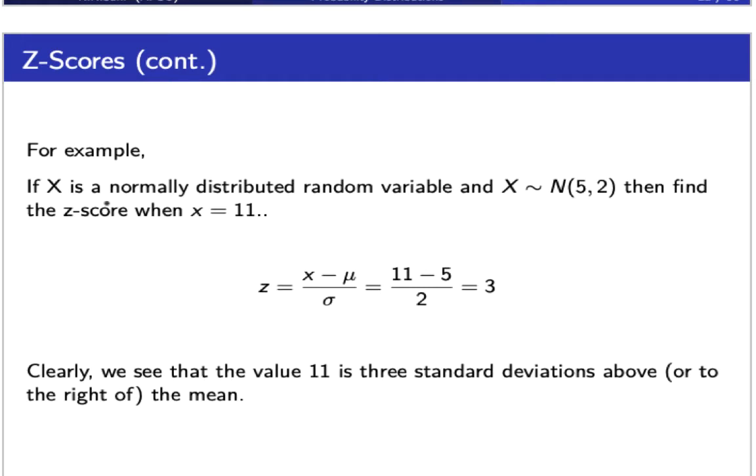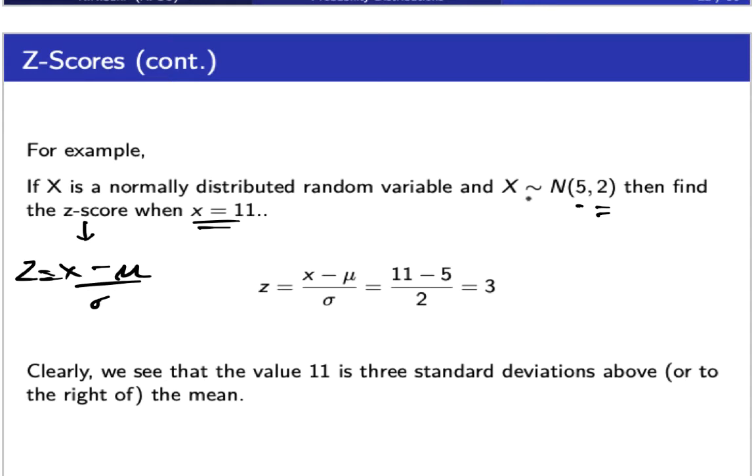For example, if I say capital X is a normally distributed random variable with mean 5 and standard deviation 2, I would like to find the Z-score when X is 11. Remember the formula for the Z-score: Z equals X minus mu over sigma, where X is one of the values your normal random variable is taking. So we'd like to know what Z value corresponds to 11. We write 11 minus 5 over 2, which is 3.